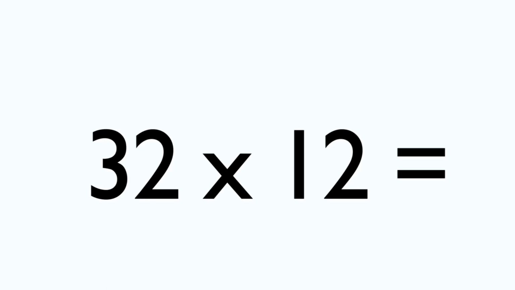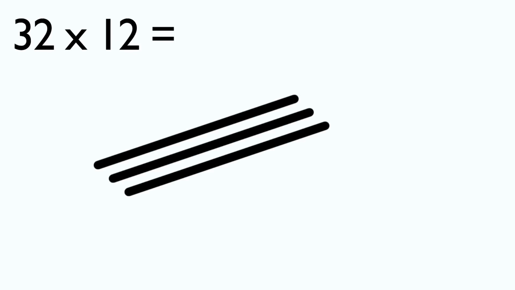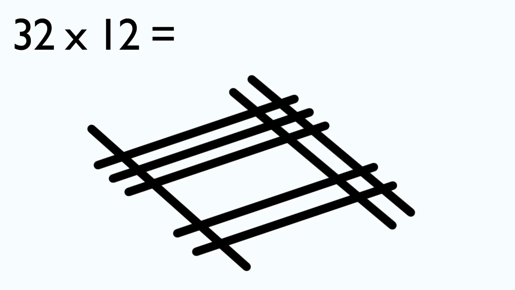Here's another quick example. 32 times 12. The first number is 3. Draw 3 lines, leave some space, and draw the next number, 2 lines. Draw 1 line in another direction, leave space, and draw 2 lines.